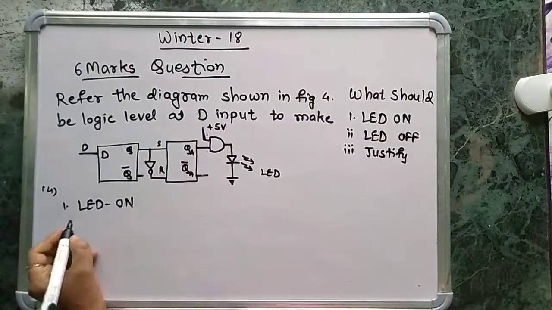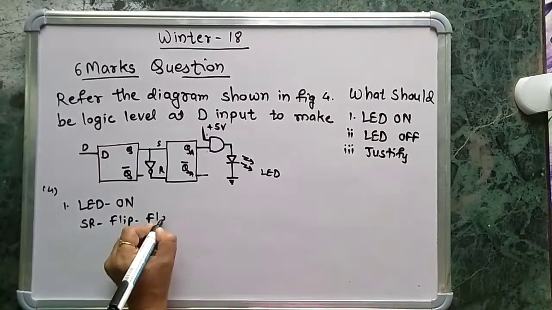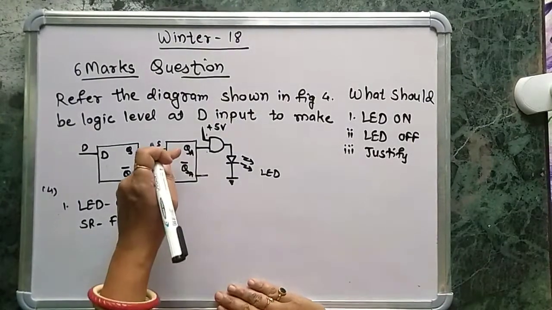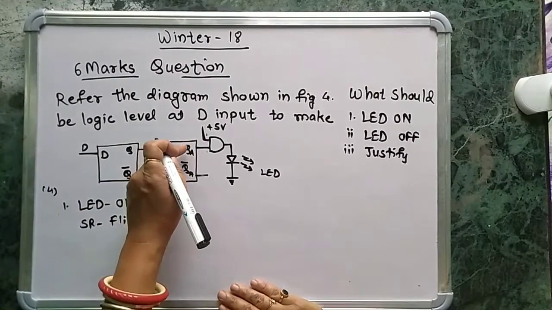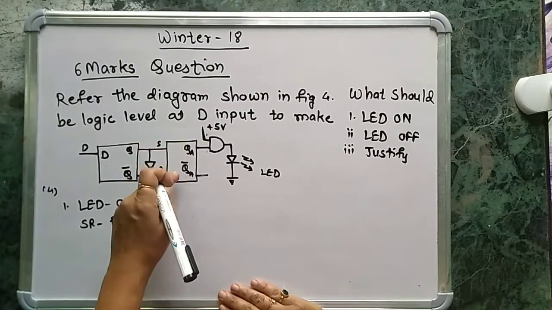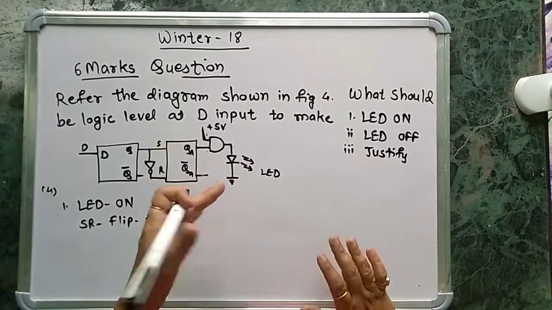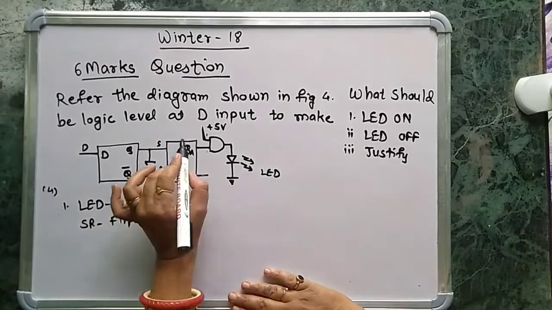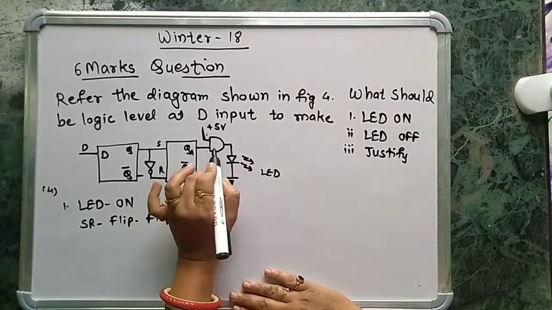This is the SR flip-flop, also called the set-reset flip-flop. It has 2 inputs and 2 outputs, QA and QA complement. Whatever QA is, the other will be its complement, so both outputs are complements of each other. So what is an SR flip-flop? We consider this QA as the output. Do not consider QA complement because it is connected here.